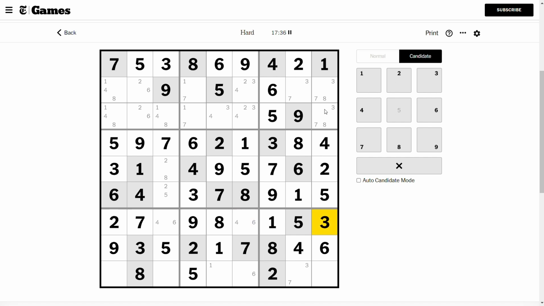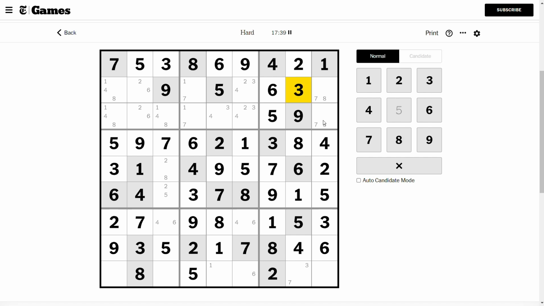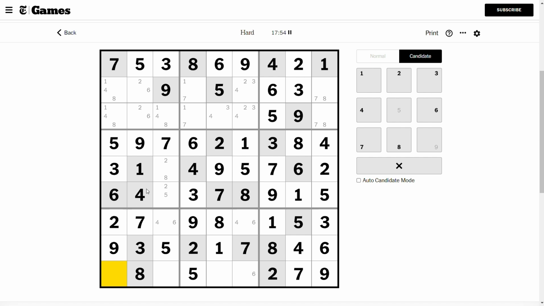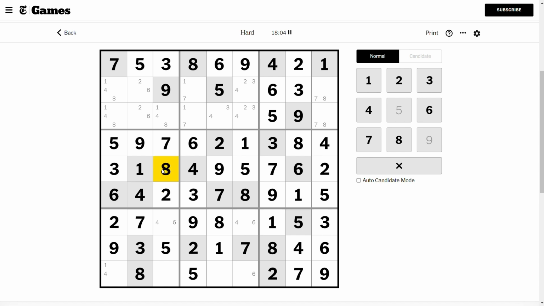This 3 points up, making this cell a 3. This cell a 7, this cell is a 9. This cell is 1, 4, 8 for this column, but sees 8. Oh wait, I'm such an idiot. Okay, this is a 2 for this row, and this is an 8 for this row.